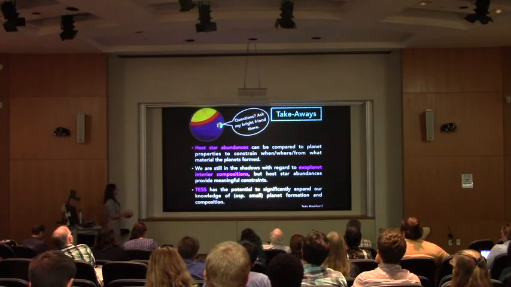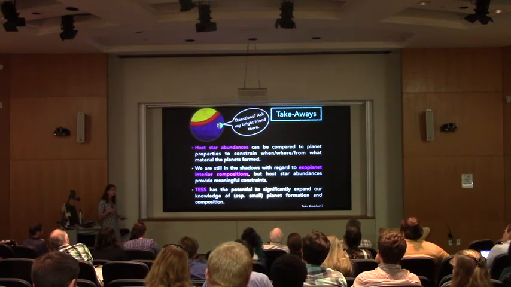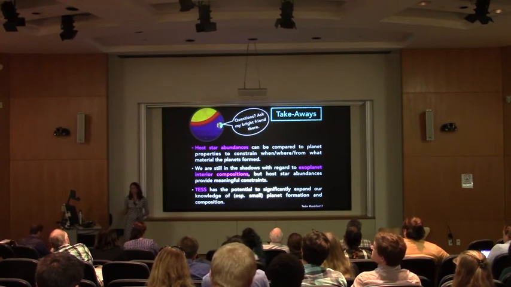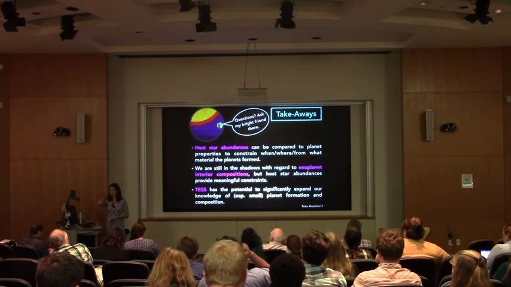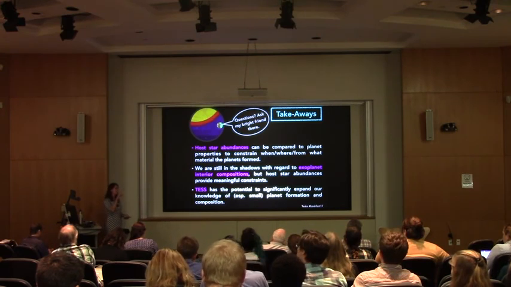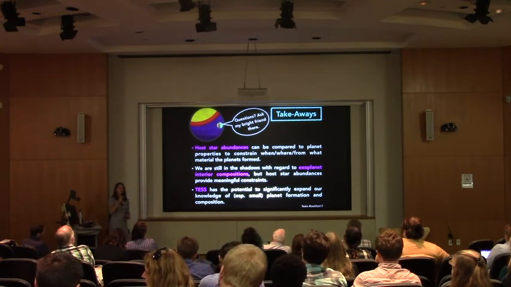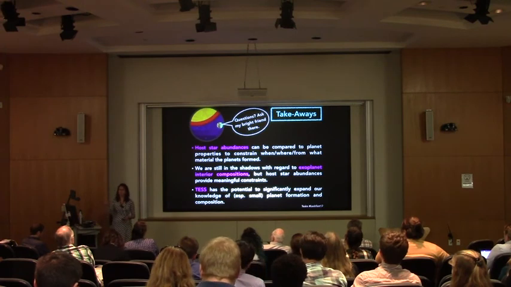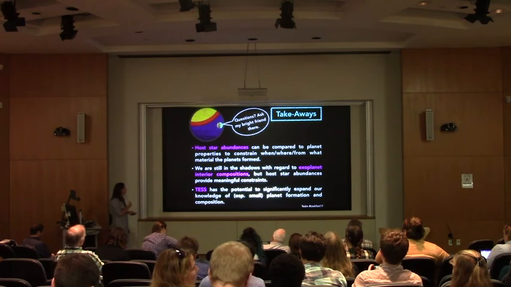So, takeaways. I hope that I've given you a little bit of a taste of how host star abundances can be compared to different planet properties to constrain when and where and from what the planet material formed. I think we're still sort of in the shadows with regard to both giant planet interior compositions and small planet interior compositions, but stellar abundances provide a way to make more meaningful constraints and at least make the parameter space that we're searching in a little bit smaller.